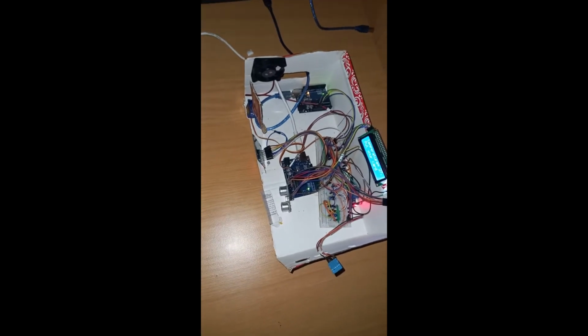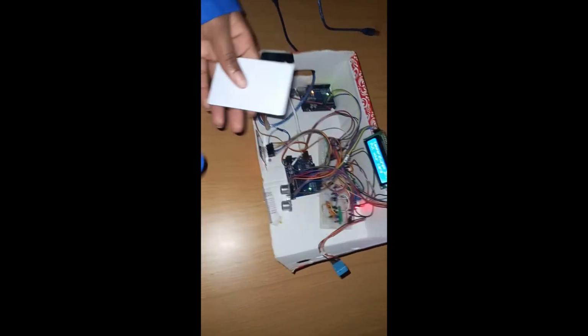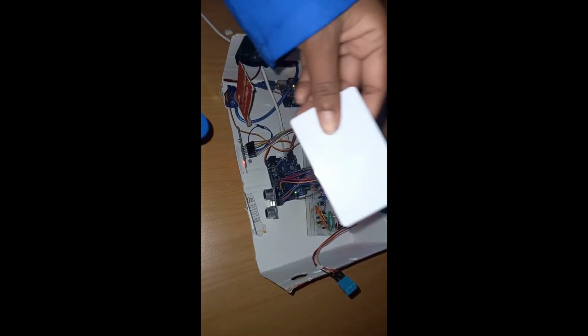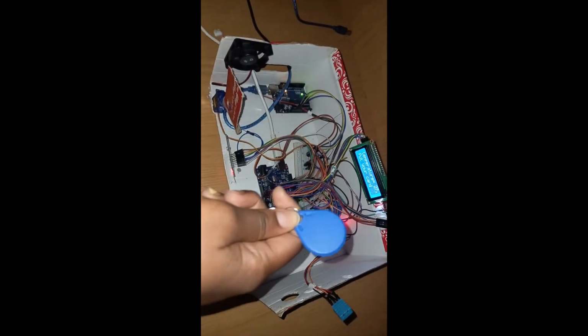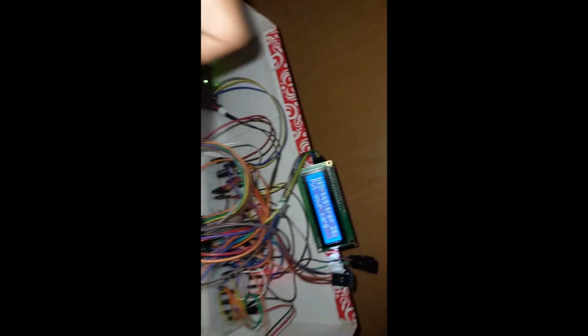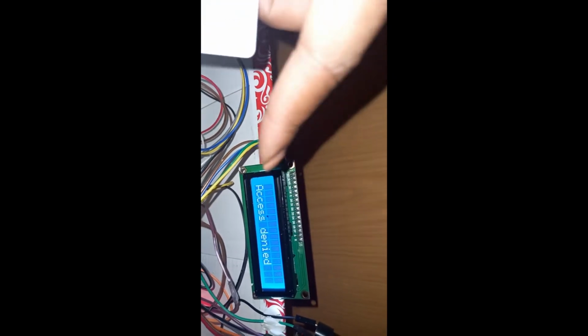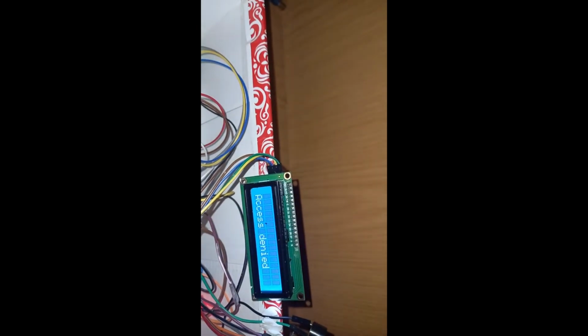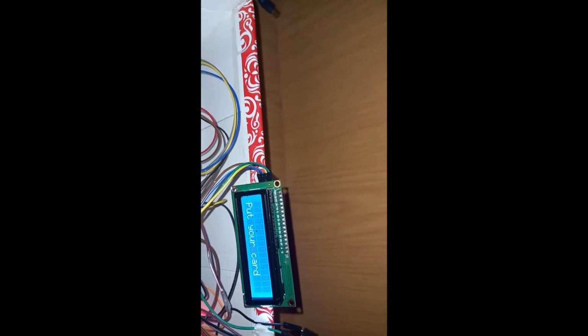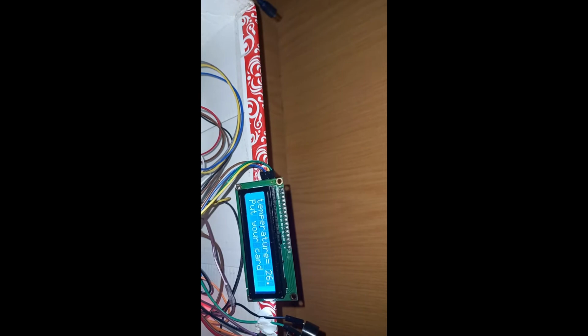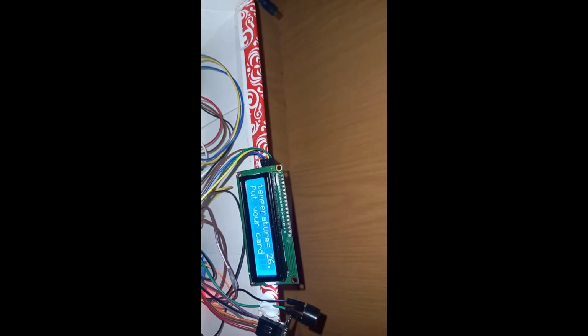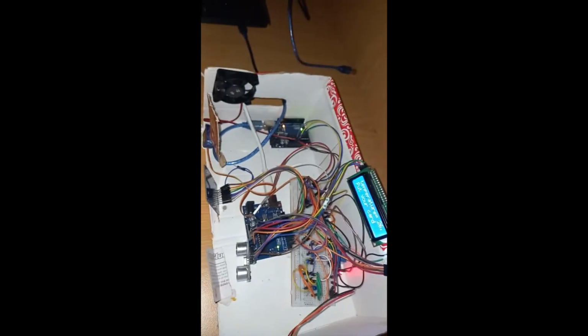Here's the demonstration of my final working project. What I have here are two tags, the unauthorized tag and the authorized tag. I will demonstrate firstly with the unauthorized tag by tapping it on the RFID sensor. As it reads on the LCD, access denied, which means the student is not granted access, since they are using the unauthorized tag.